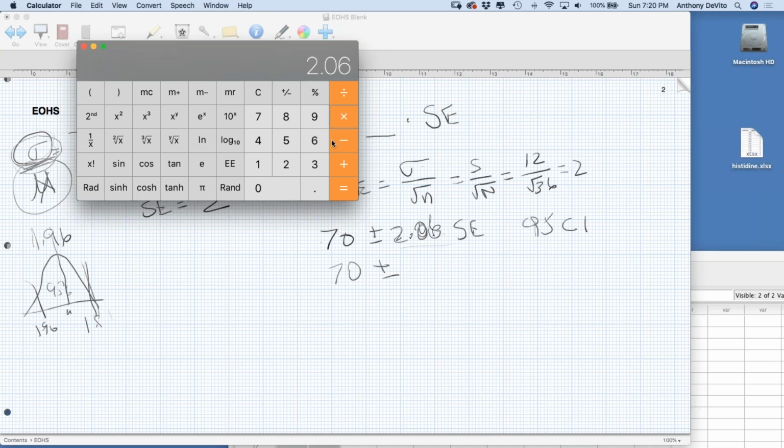2.06 times my standard error of 2 is equal to 4.12. Let me put that into memory. And I'm going to take 70, subtract my 2.06 times my standard error, which turned out to be 4.12. We have another name for that, right? The name for that is going to be margin of error.